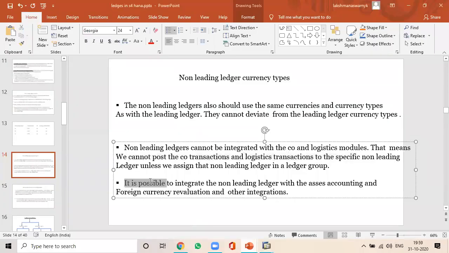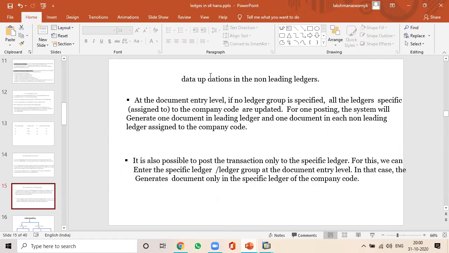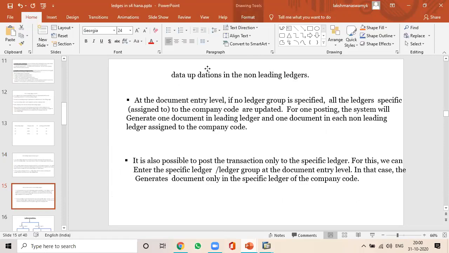It is possible to integrate the non-leading ledger with asset accounting and foreign currency valuation and other integrations. You cannot integrate with the logistic transactions. But other modules' integration transactions, and also asset accounting transactions, can be posted to specific non-leading ledgers also. Clear?